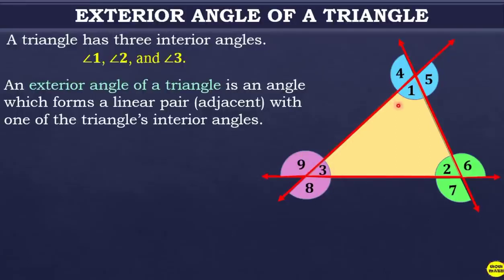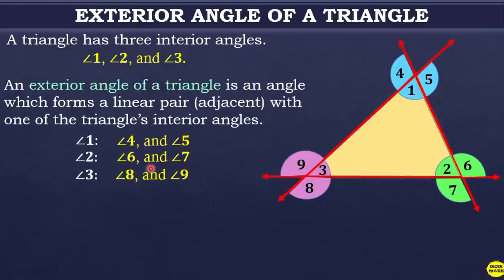And then, for angle 1, ito rin po ang kanyang exterior angles. For angle 2, ito po ang kanyang exterior angles. So let us name all the exterior angles of angle 1. We have angle 4 and angle 5. For angle 2, we have angle 6 and angle 7. For angle 3, we have angle 8 and angle 9. So for angle 1, angle 4 and angle 5 are the exterior angles of angle 1. Angle 6 and 7 are the exterior angles of angle 2. Ganun din po sa angle 3.